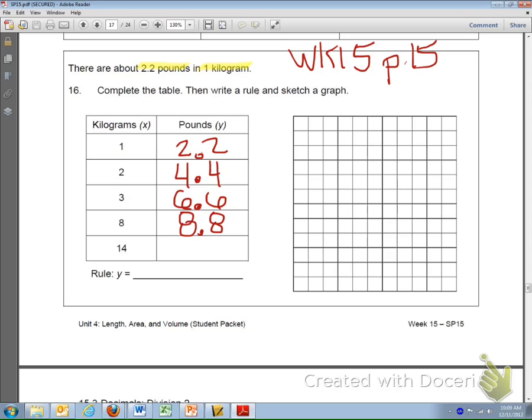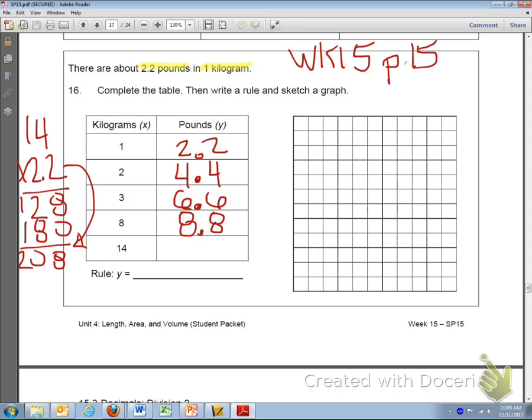Well, you could use repeated addition, or you can multiply by 2.2. That looks like this. Don't forget to conserve your decimal. We know we have one decimal place to conserve, so we have 20.8. The rule is, in order to find y, you take x and multiply it by 2.2.